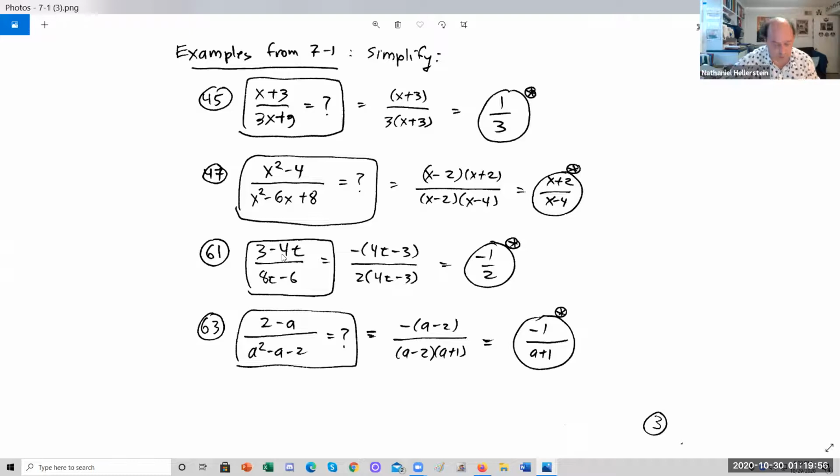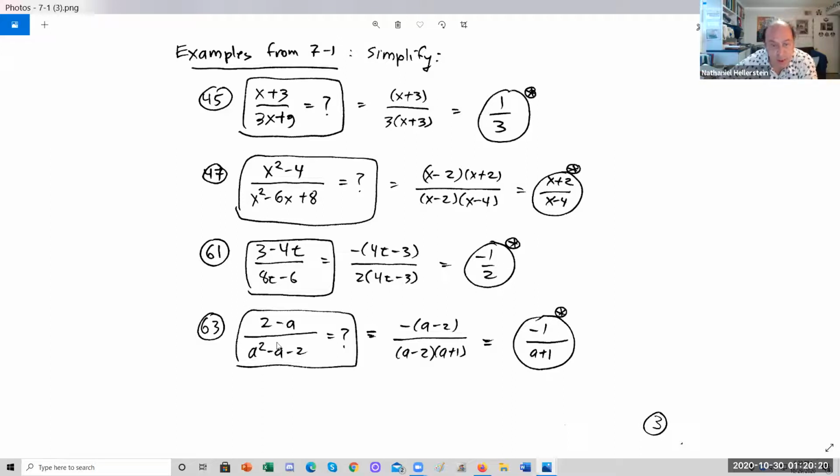All right, here we go. 3 minus 4t over 8t minus 6. Okay, 8 and 6 have a common factor of 2, which we pull out: 4t minus 3. That's the reverse of 3 minus 4t, so we pull out a negative. So negative of 4t minus 3 over twice 4t minus 3. The 4t minus 3's cancel, leaving a minus a half.